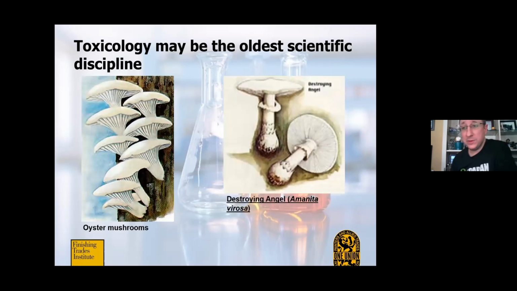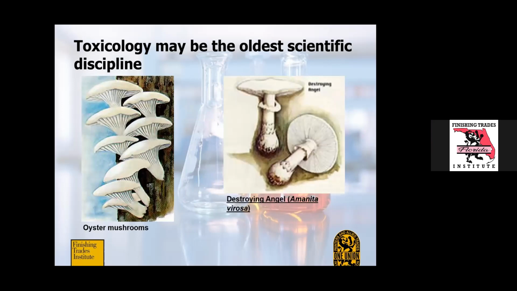Toxicology might be the oldest scientific discipline that we have. Why do you think that would be true? Because we've always been eating things bad for us, on accident or on purpose sometimes, like with the mushrooms. Yeah, let's see.